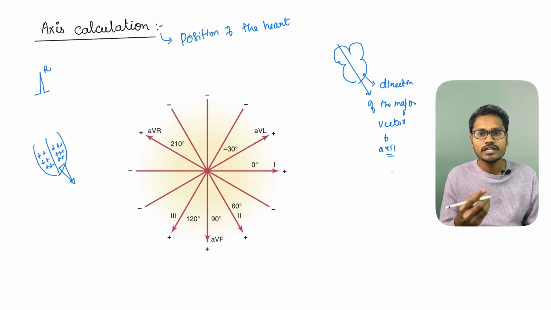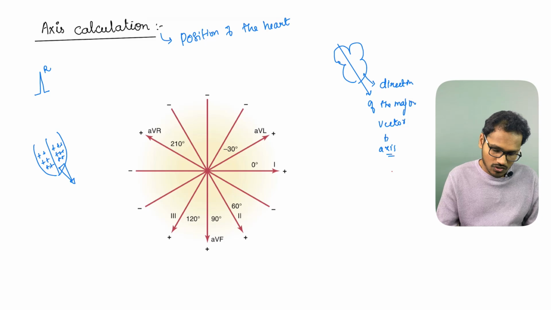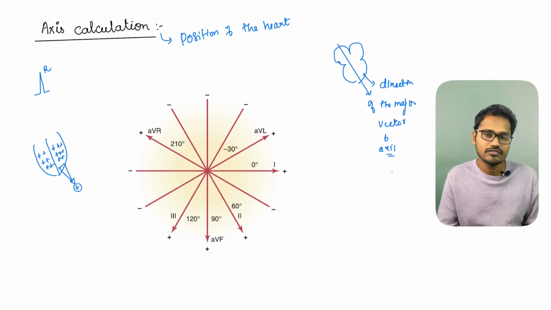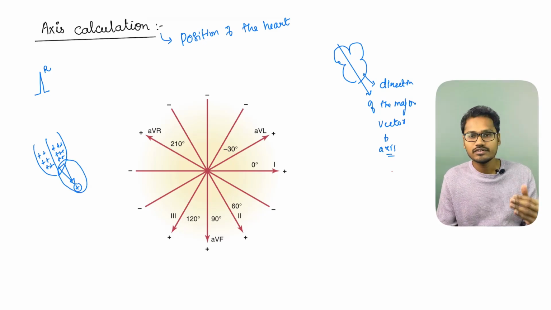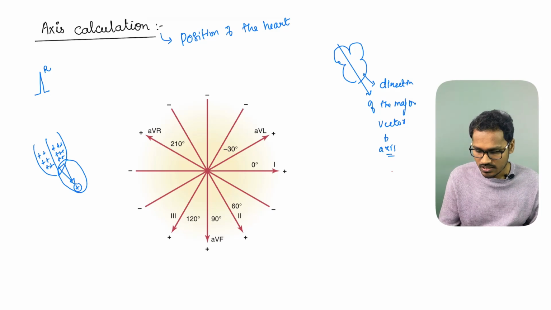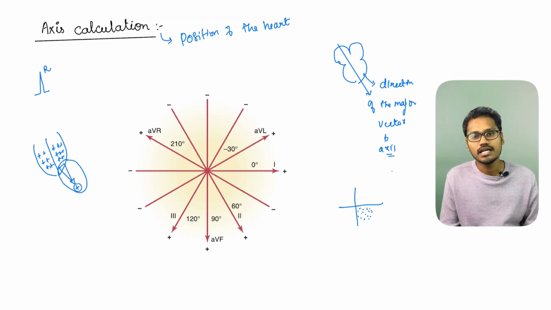And all of us know in a normal person, the left ventricular musculature is more than the right ventricle. So obviously the mean vector will be directed towards the left ventricle. So the axis of the heart will be lying somewhere in this position. Normal axis we will see from which angle to which angle. Suppose you are drawing a quadrant, and most of the time the heart's position is in this quadrant. So this quadrant is considered as a normal axis.